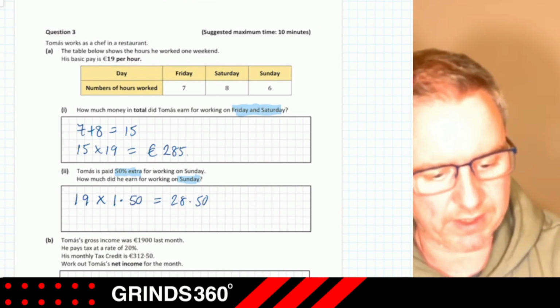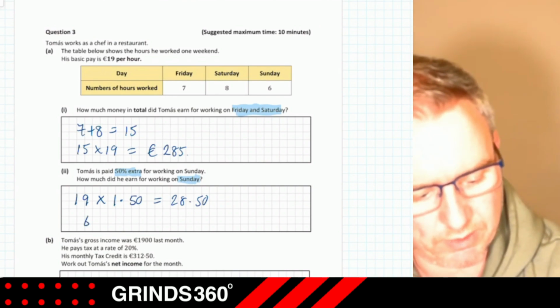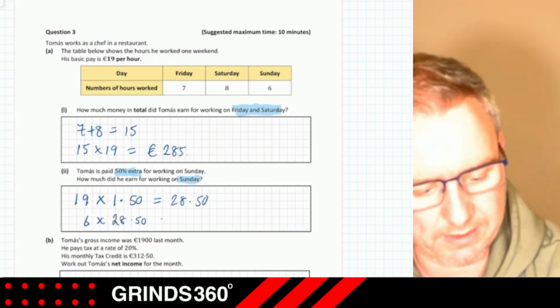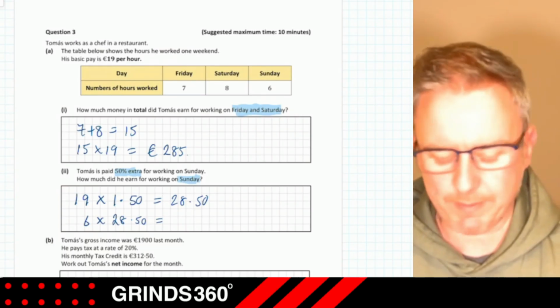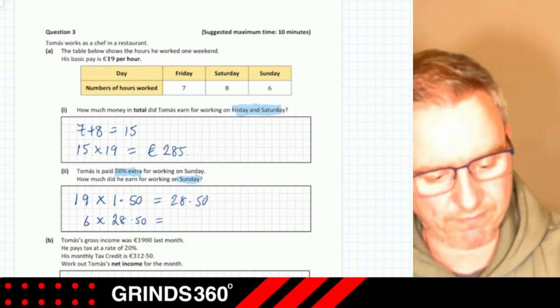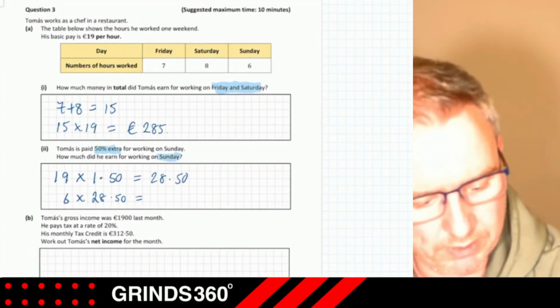So 28.50, and then look at the number of hours. So on Sunday, it's 6 hours. So we have 6 hours at 28 euro and 50 cents. And again, you've shown absolutely everything to get the full marks on that. And then on your calculator, you're 6 by 28.50. So you're coming in there with 171.